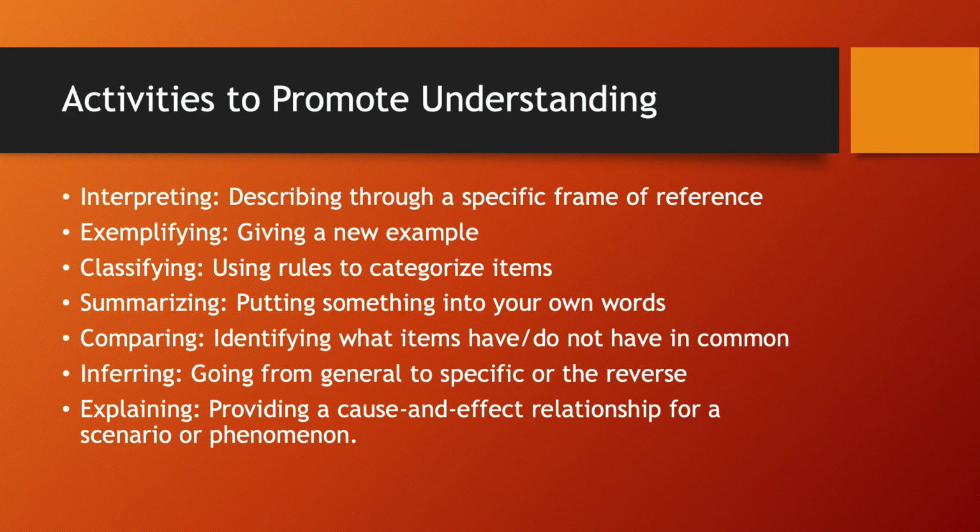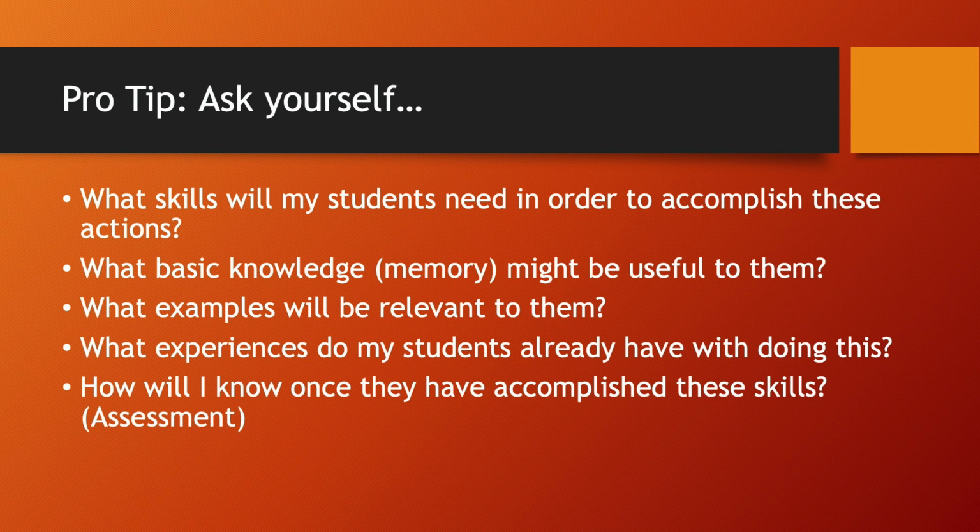couple of objects? And finally, explaining, being able to provide a cause and effect relationship for a scenario or phenomenon. The ability to talk about linear cause, where A causes B, and A and B together cause C. So here is a tip. Ask yourself, what skills will my students need in order to accomplish these actionable learning objectives, or these actions?